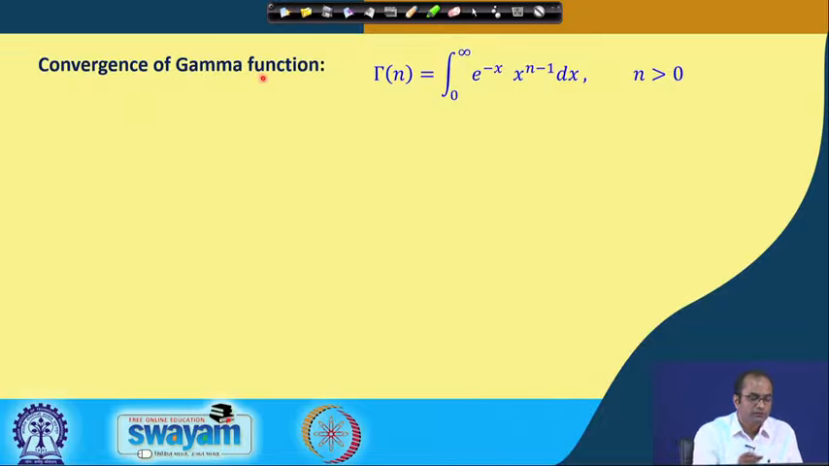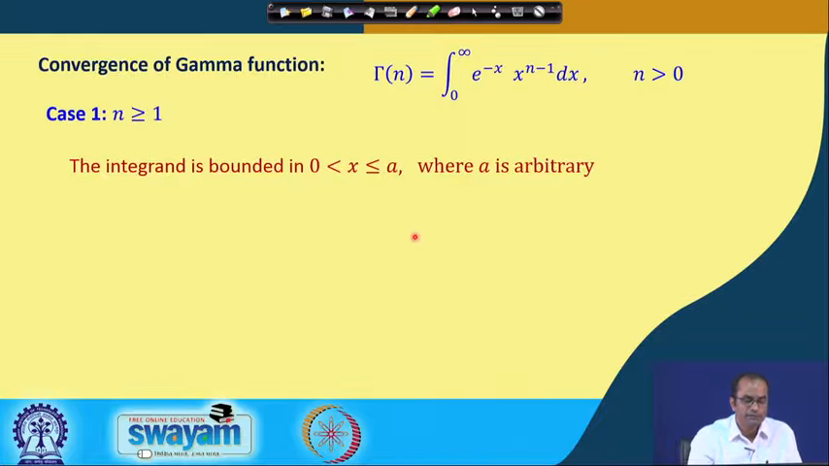Now, we will discuss the convergence of the gamma function, which is 0 to infinity now. So, this is a mixed type of integral, e power minus x and x power n minus 1 dx, and here we will conclude that this exists when n is strictly greater than 0. So, we consider the case that n is greater than or equal to 1, and in this case the integrand is bounded. So, we will again take this integral in two parts, one is 0 to a and the other one is a to infinity.